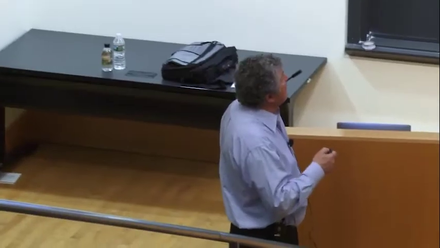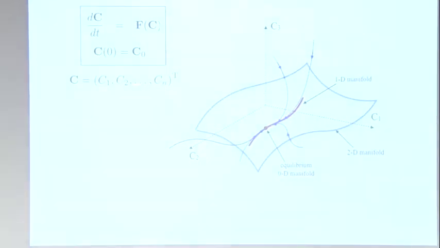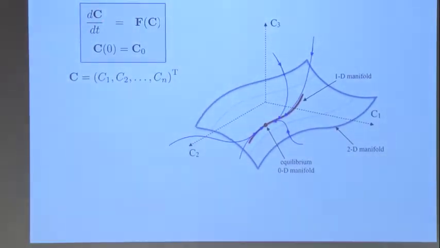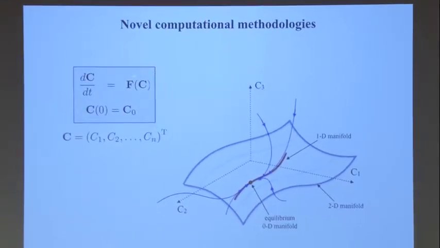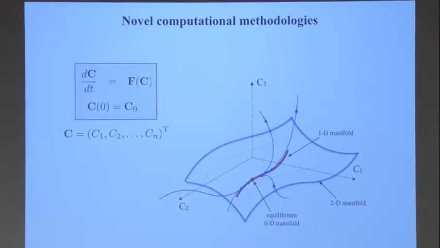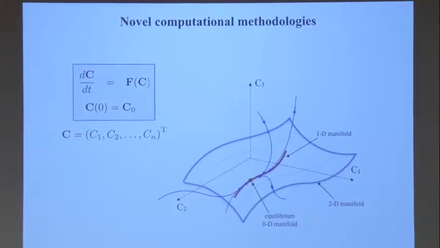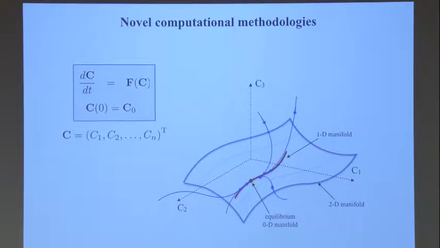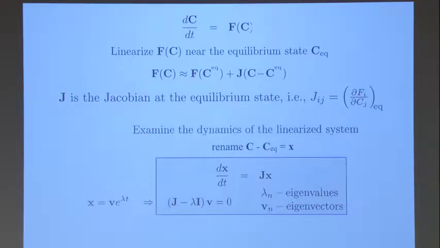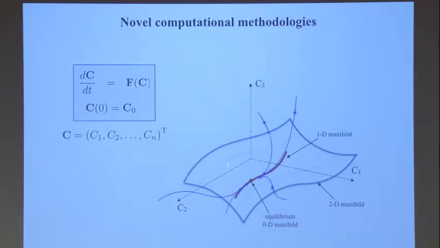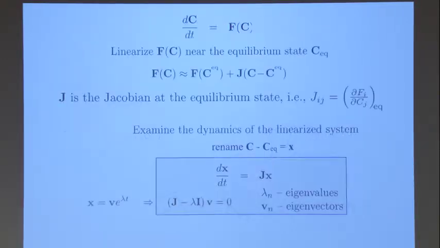This is the mathematical problem that we are faced with. We have a homogeneous system, the vector C of n species, these are the concentrations, and the time rate of change of the concentration is described in general by some nonlinear relations F of C, starting with some initial conditions, and then we want to solve the system. So the idea is that you will be at some point near an equilibrium point. So suppose that this is the equilibrium point. So you can linearize the system near the equilibrium point.